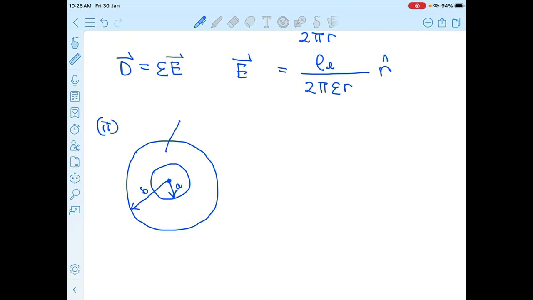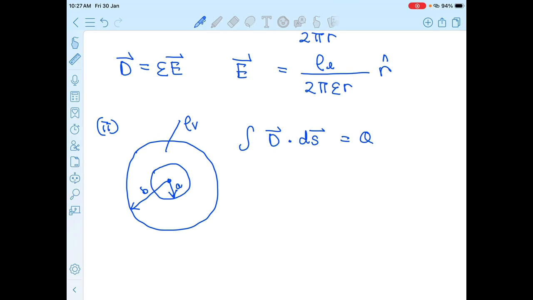So this is the region that has the rho_v. Inside there is no rho_v; there is nothing inside. Only outside we have the rho_v. So we are going to apply Gauss law again.